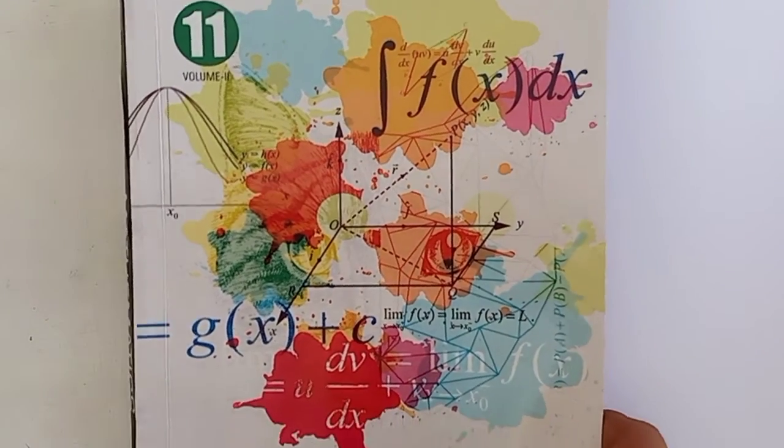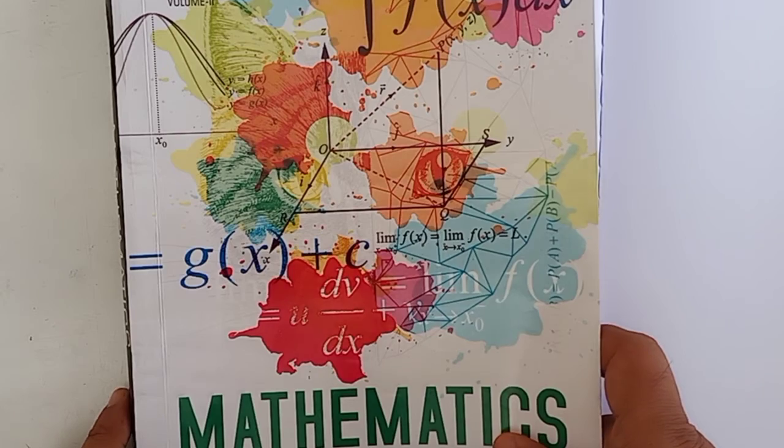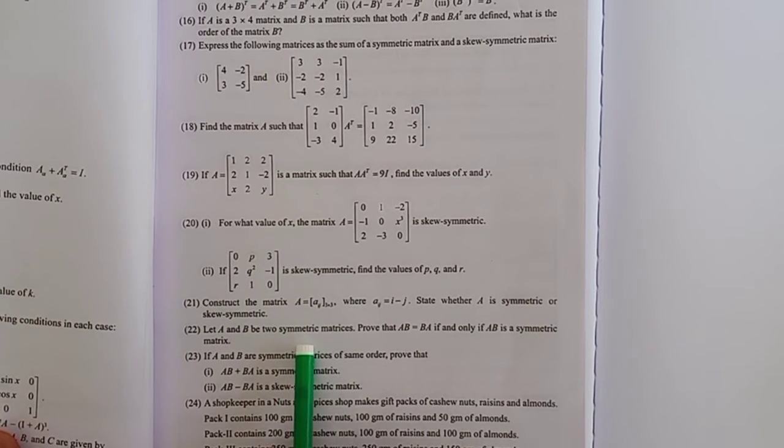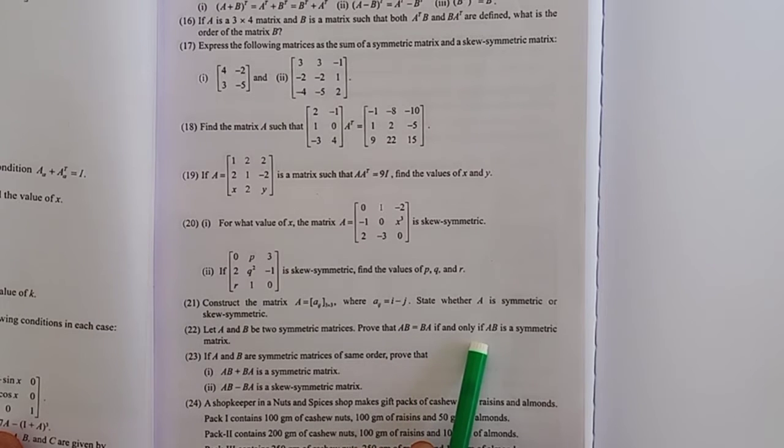11th standard mathematics chapter number 7, continuation of exercise 7.1. Now problem number 22. Let A and B be two symmetric matrices. Prove that AB equals BA if and only if AB is a symmetric matrix.